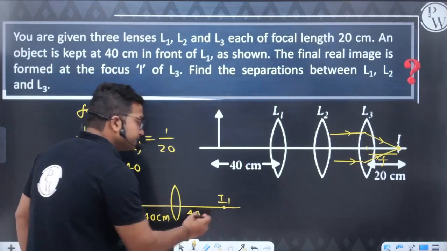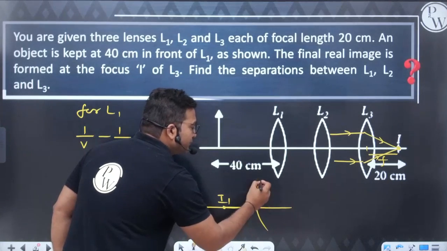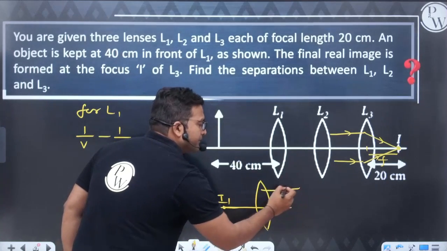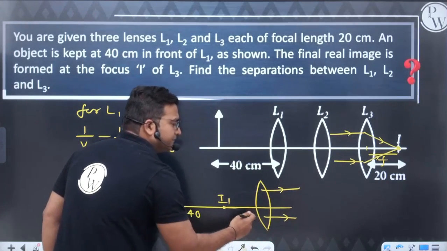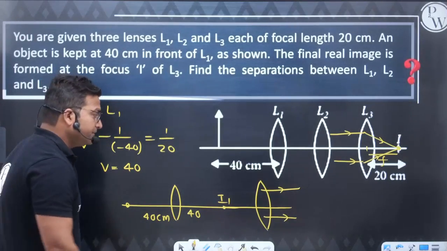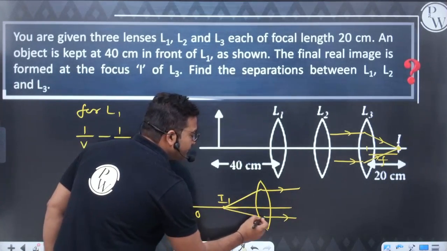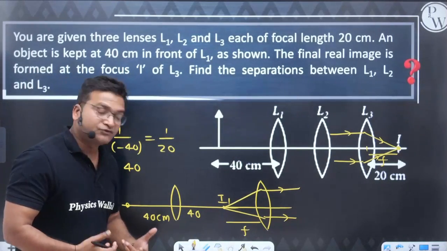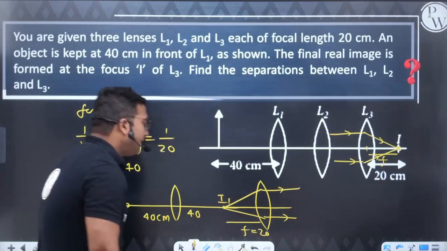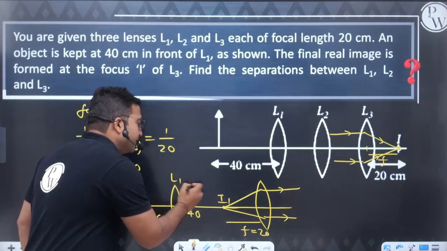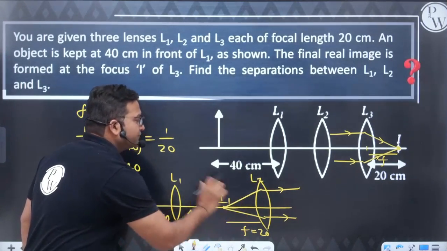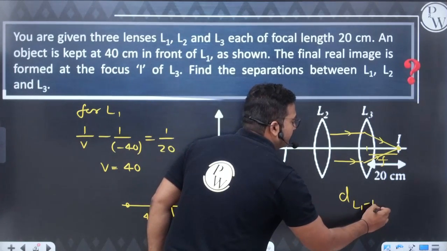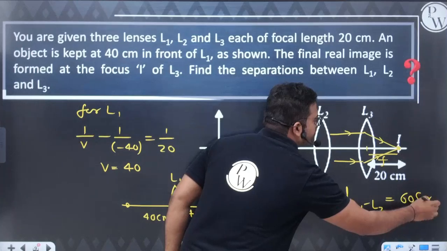As the second lens has to refract these light waves parallelly, I think you can easily digest this. As the light rays have to become parallel after refraction, the light rays must come from its focus. So this distance must be equal to the focal length of the lens. As the focal length is 20 centimeter, this is equal to 20 centimeter, and that says the distance between L1 and L2 is 40 plus 20, that is 60 centimeter. Distance between L1 and L2 is 60 centimeter.